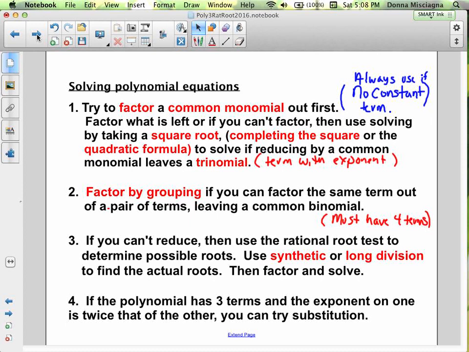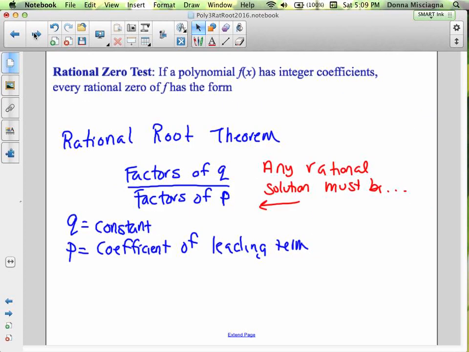The two we're going to look at today: if you can't reduce, then you can use the rational root test to determine possible roots. And then you'll use synthetic or long division to find the actual roots, and then factor and solve. And if the polynomial has three terms, and the exponent on one is twice that of the other, we can also use a technique called substitution. Let's first of all look at the rational root test, and then we're going to try solving with that.